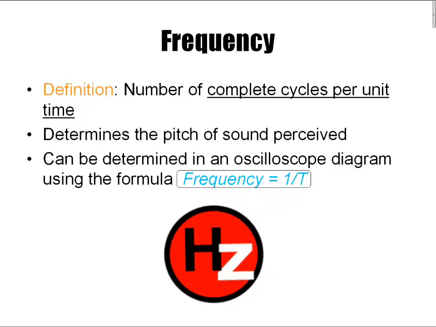The formula for calculating frequency is given by frequency equals 1 over T, where T is the period of the wave, or how long it takes for the wave to travel a distance of one wavelength.